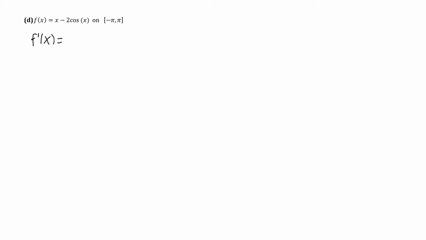F prime of x once again. 1 minus, now this will be 2, and then cosine's derivative, remember, is negative sine. So this is really 1 plus 2 sine x, setting that equal to 0. You'll get sine x is equal to -1/2. We are on the interval -pi to pi.